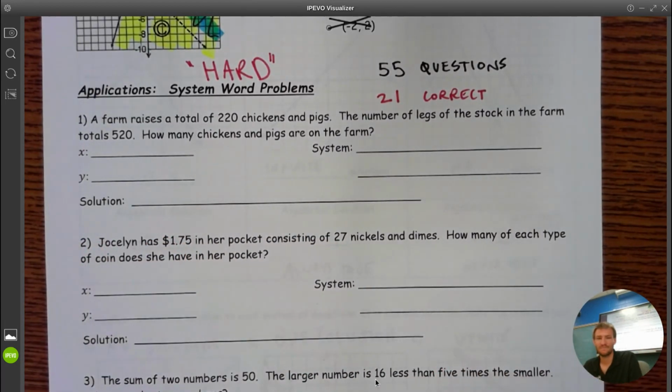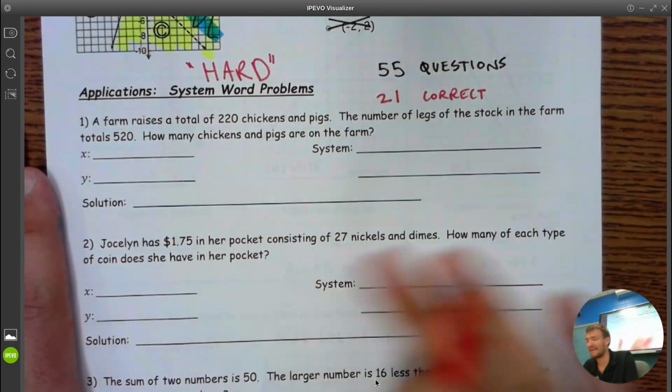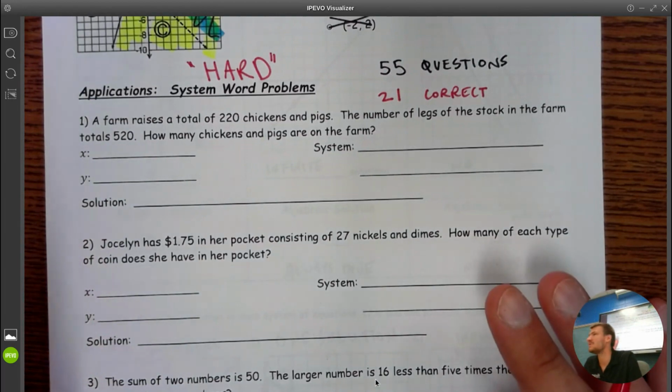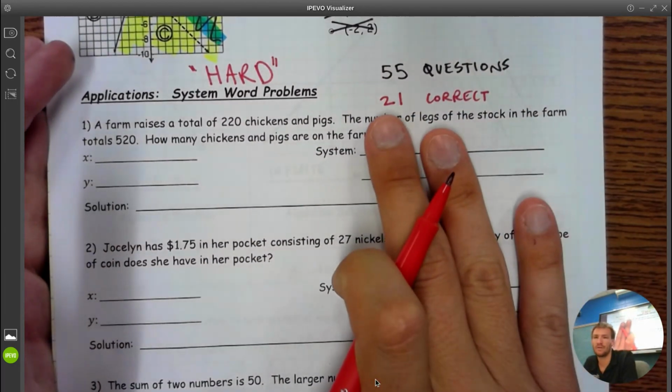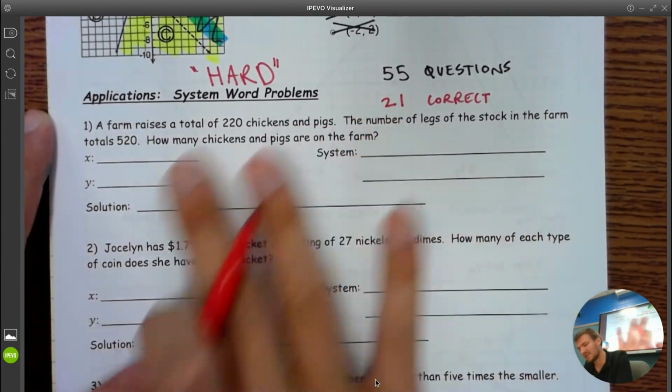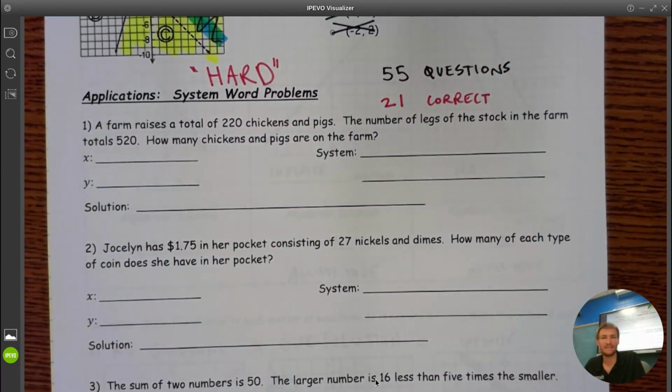hey, girls. If you actually know how to do these hard questions, you're basically guaranteed to pass because you're going to get the easy ones right, and if you get the hard ones, you're going to have way more than 21 correct. So, this is the secret. You learn how to do these, and then you pass.